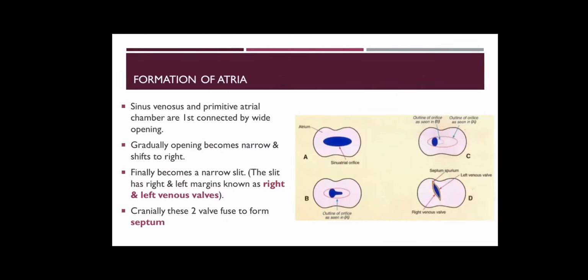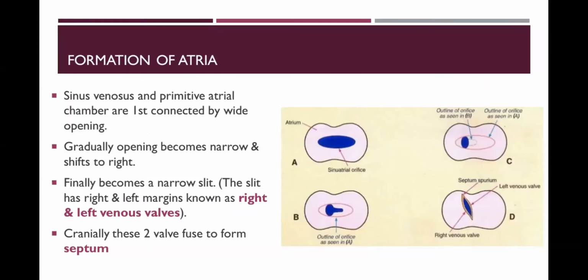Atrium development. Formation of the atria: the sinus venosus and the primitive atrial chamber are first connected by a wide opening. Gradually, the opening became narrow and shifted to the right, finally becoming a narrow slit. The slit has right and left margins, known as the right and left venous valves. Cranially, these 2 valves fuse to form the septum.